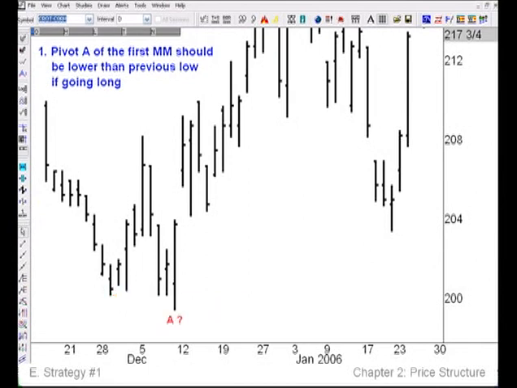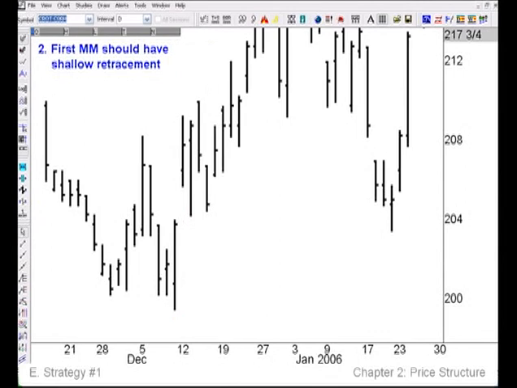Is this really a pivot low A? Now that we've seen B, C, and D, yes, it is a good point A. This first rule forces this pivot A to be a true low and be the first measured move, and not some former pivot C of some other measured move. You can expect back-to-back measured moves, but there's no guarantee that there'll be a third or fourth in a series. Rule number 2 says the first measured move should have shallow retracement. Here the BC drop against the AB range is right at 50%, so we'll count it here as shallow.